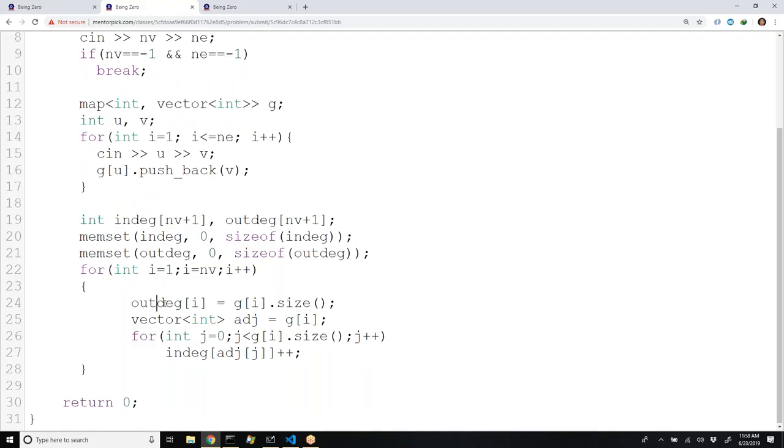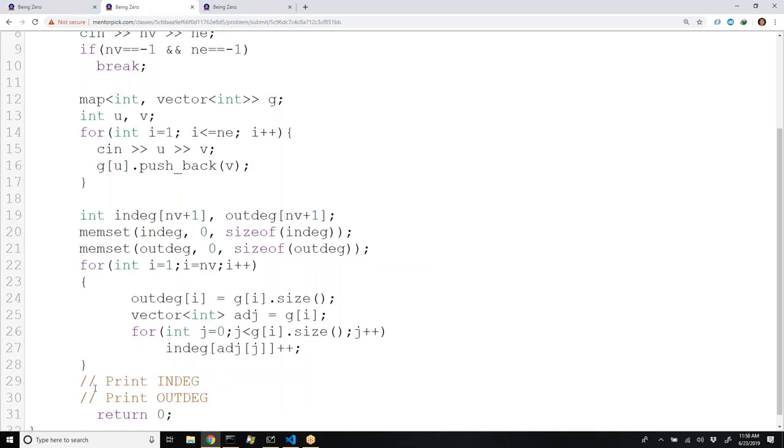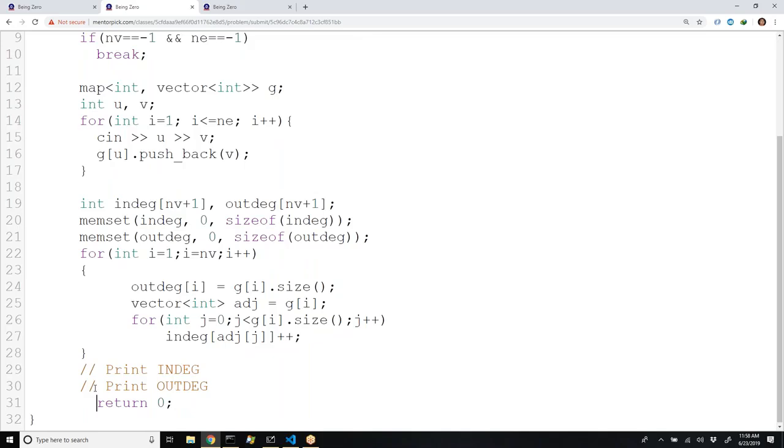So now out degree is calculated, in degree is calculated. Only thing remaining is print in degree array first, print out degree array, and then give a new line post that. So this is what was expected in this problem. So it helps us clearly understand how we are calculating in degree or out degree or both for every vertex in the graph.